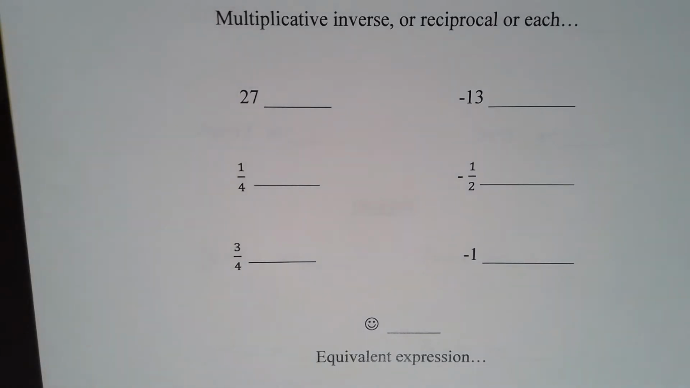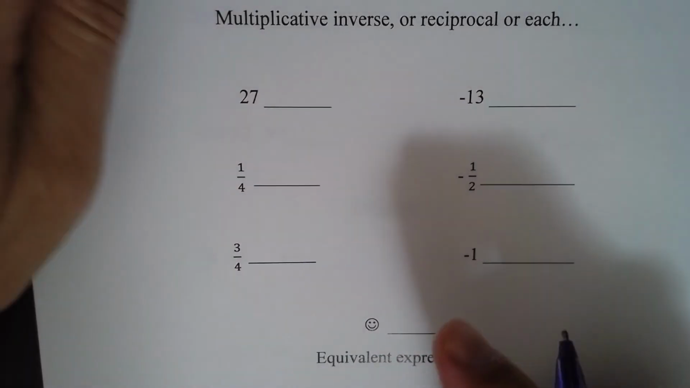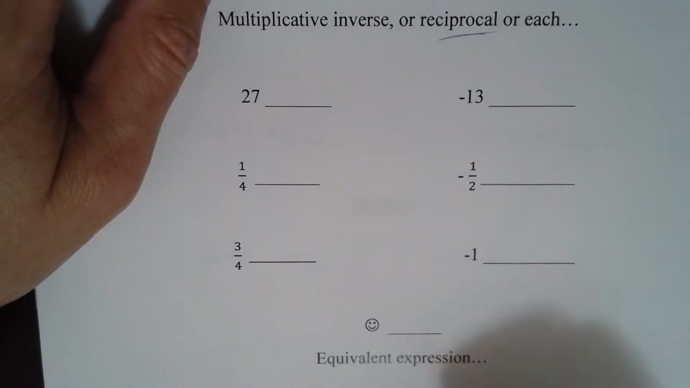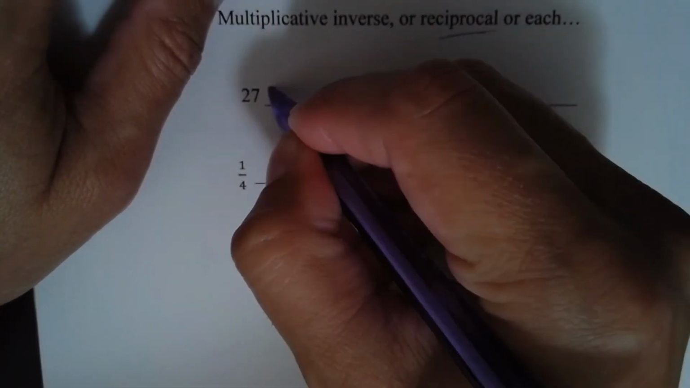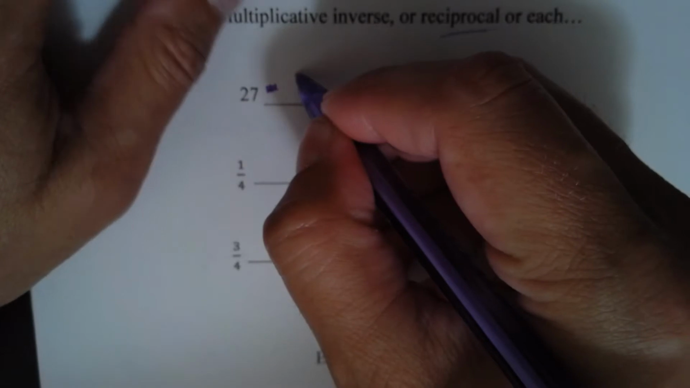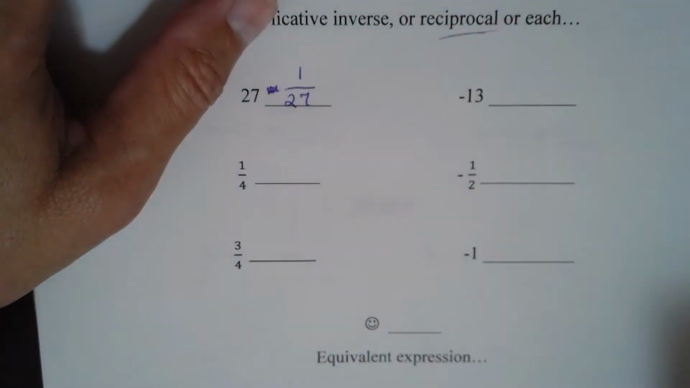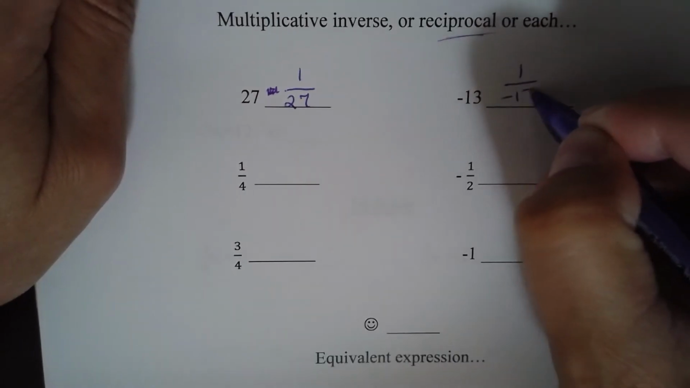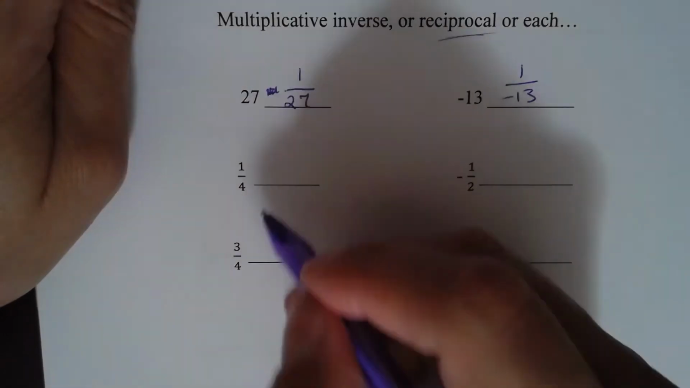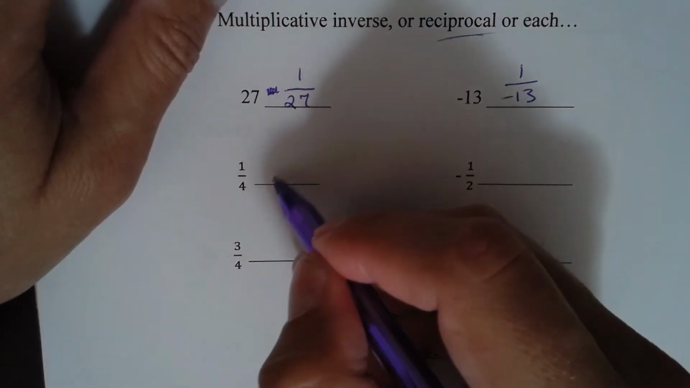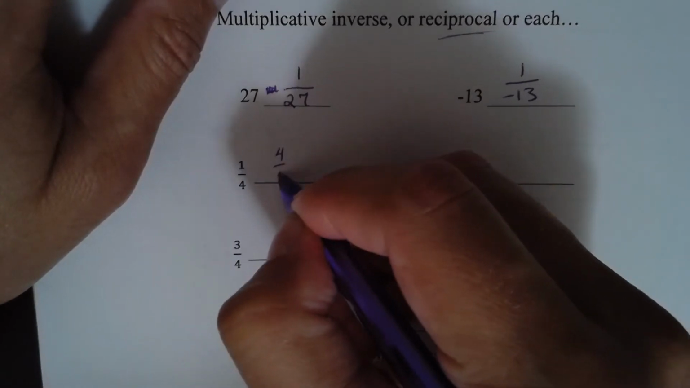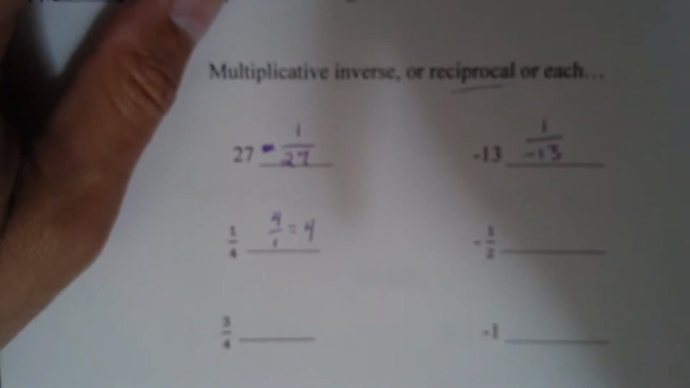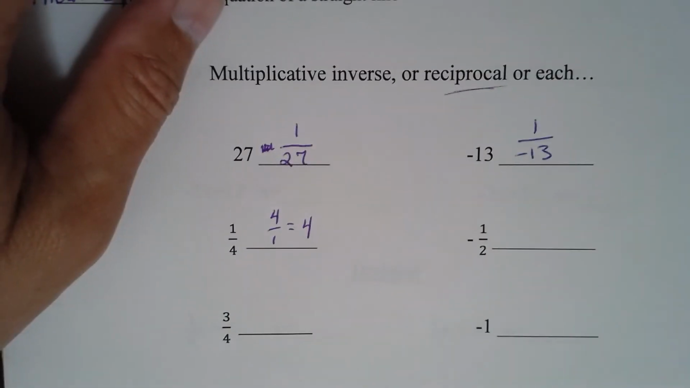Well, that's when we take a number and we flip it over, or reciprocal. So like 27, I wouldn't say equal, but its reciprocal is going to be 1 over 27. So negative 13, its reciprocal is 1 over negative 13. But when we have a fraction already, we take it and flip it around. So we can say 4 over 1 or 4. That's a little more clear.